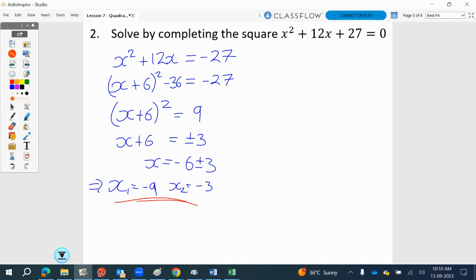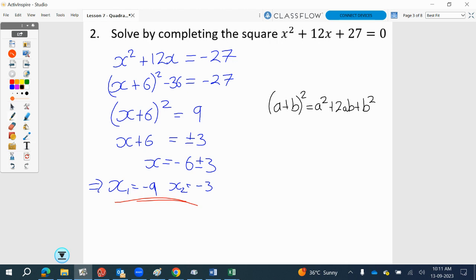So whatever this number is, this 12 here, we halve it and we put it inside the bracket. What we take away is that number squared. It comes from this expansion. A plus b squared is a squared plus 2ab plus b squared. So we have to take away b squared. And we find b by halving whatever is there.